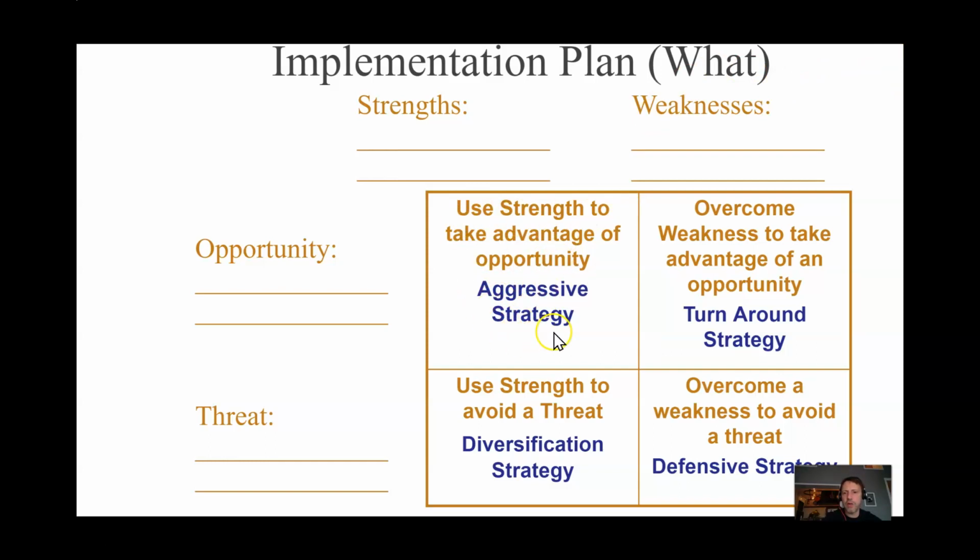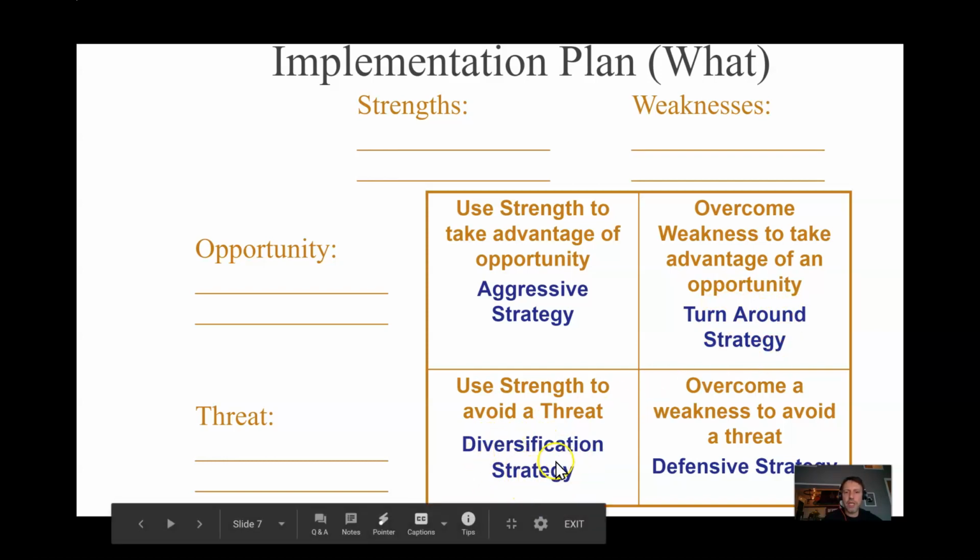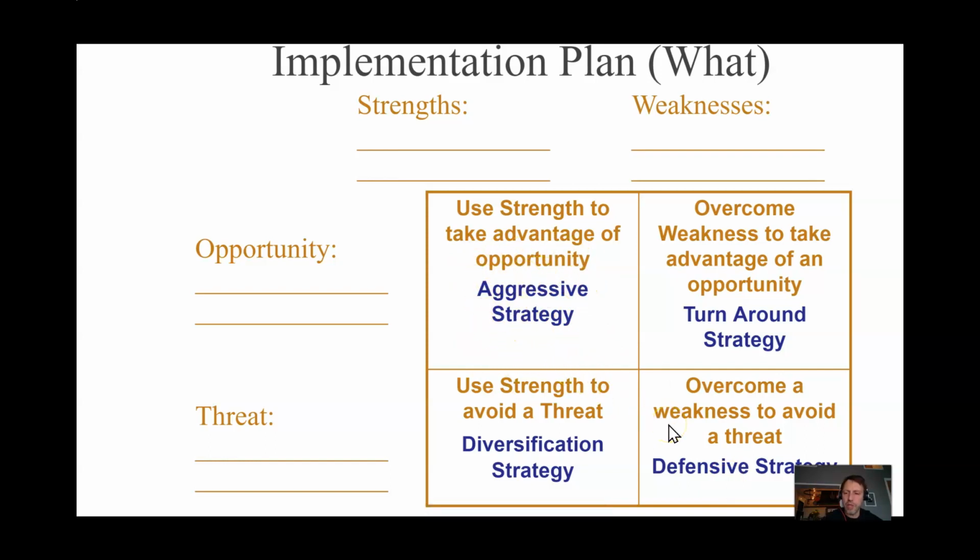And I can come up with an aggressive strategy, an approach to really take advantage of who we are and take the lead with our competition. If I'm having to address a weakness to take advantage of an opportunity, we call that a turnaround strategy. If we're taking our strengths to address a threat that we see, a diversification strategy. And finally, if we're having to overcome a weakness and address a threat, a defensive strategy. And the bias is to orient towards these kinds of aggressive strategies. I will tell you, they're not always the best.